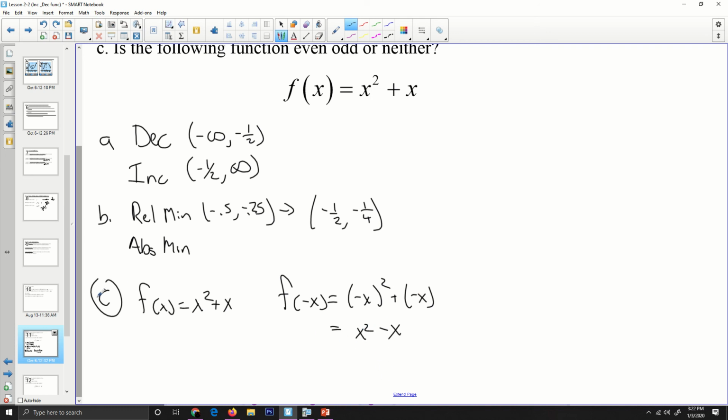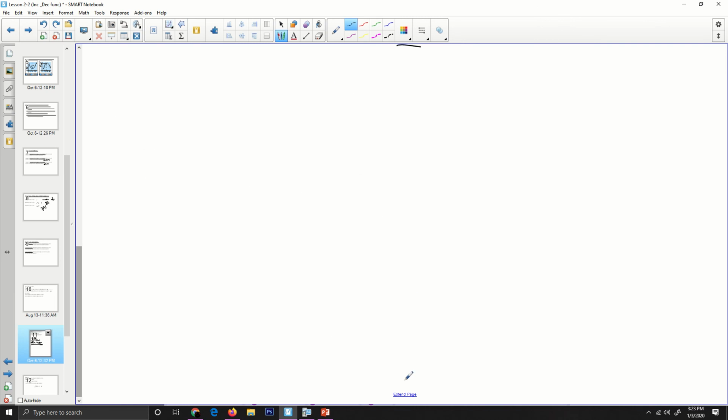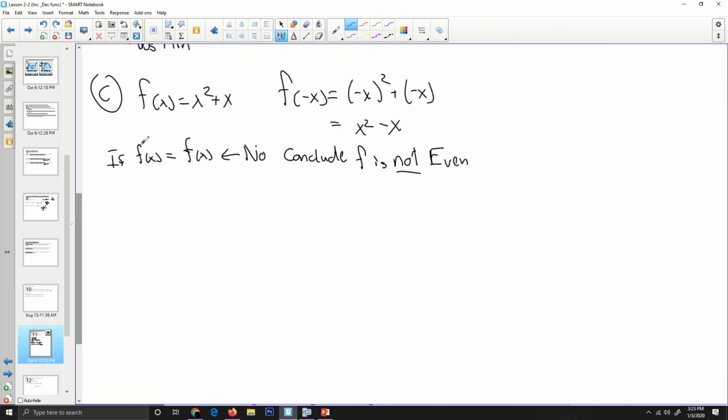And so we ask ourselves, is f of x equal to f of negative x? That answer is no. These two things are not the same. All right, so we can conclude f is not even.